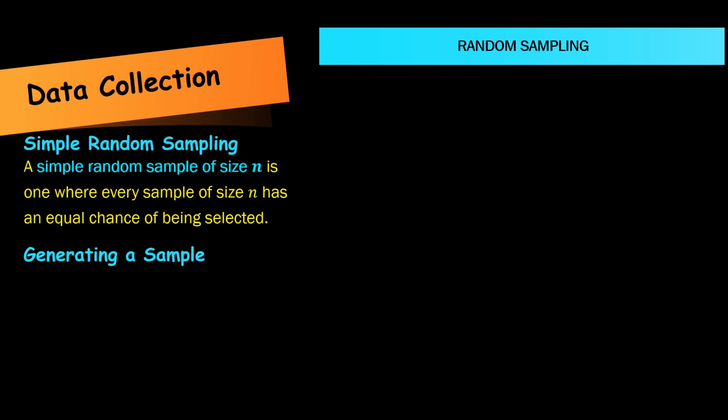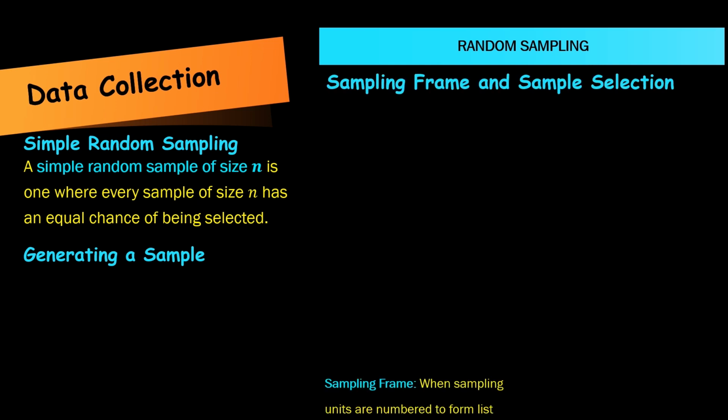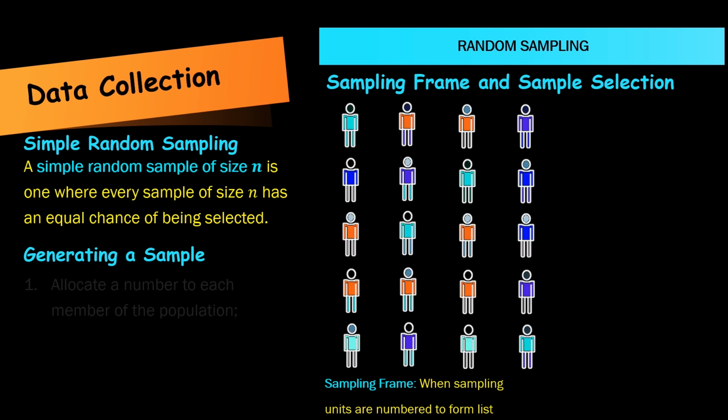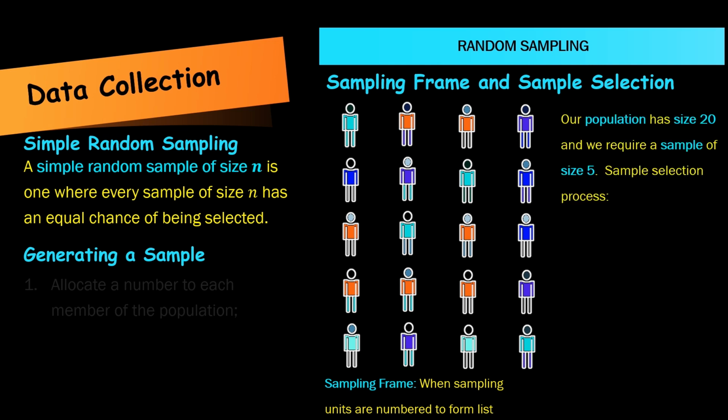So how do we generate a sample? Let's take a look at a sampling frame and sample selection. Remember that a sampling frame is when sampling units are numbered to form a list. When we can do this, we allocate a number to each member of the population. So here's our population. Our population has size 20, and we require, say, a sample of size 5.